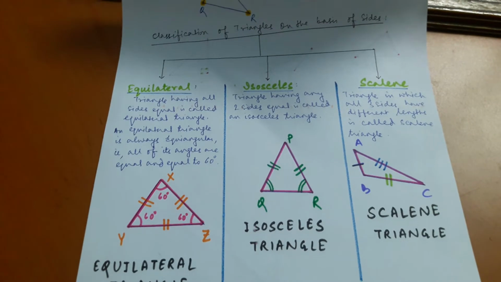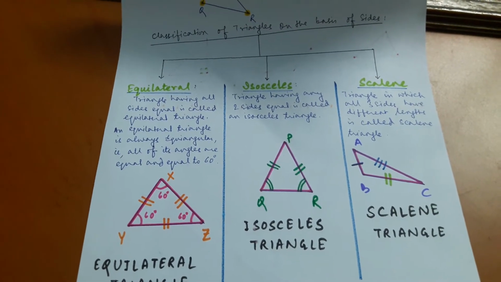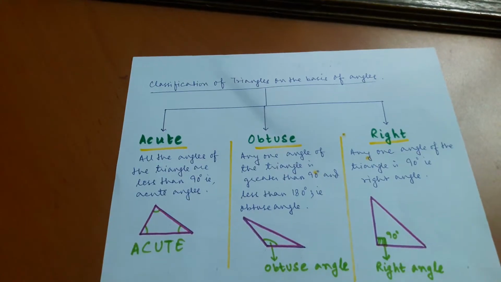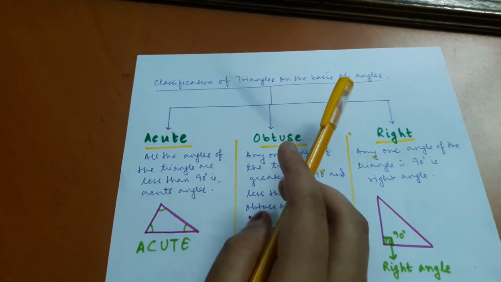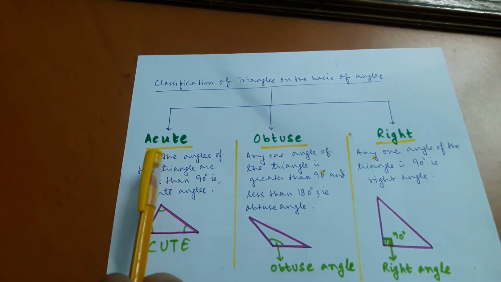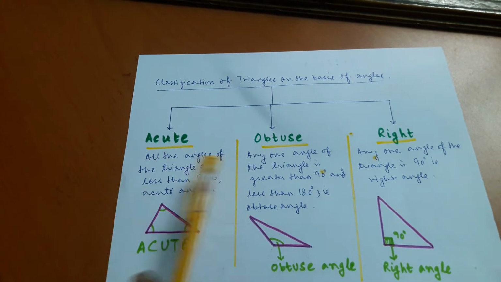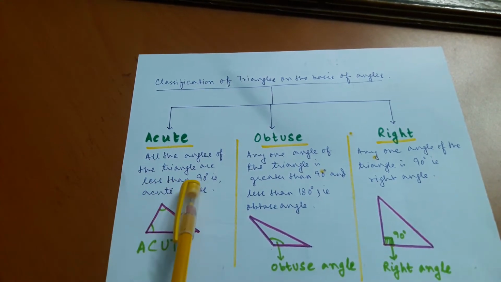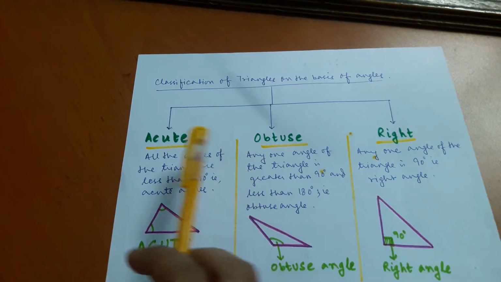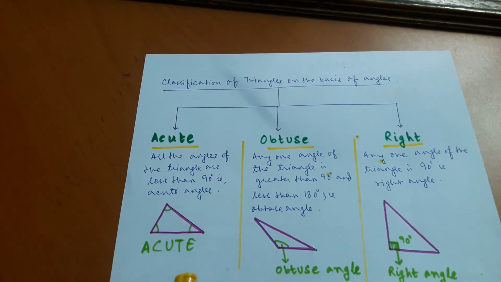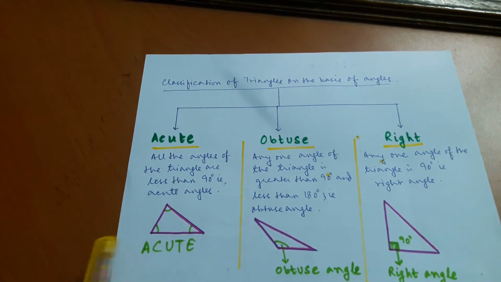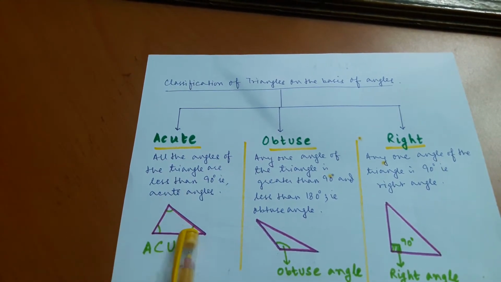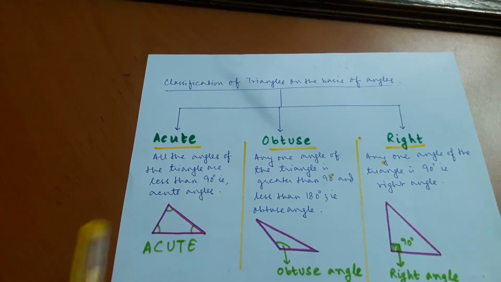Now we are going to classify triangles on the basis of angles. See, classification of triangles on the basis of angles. The first category is acute. All the angles of the triangle are less than 90 degree, that is acute angles. Just as the name suggests, acute triangle means ये तीनों angle, these 3 angles of the triangle, they are all acute angles. Acute angle का क्या मतलब? Means these 3 angles are less than 90 degree.